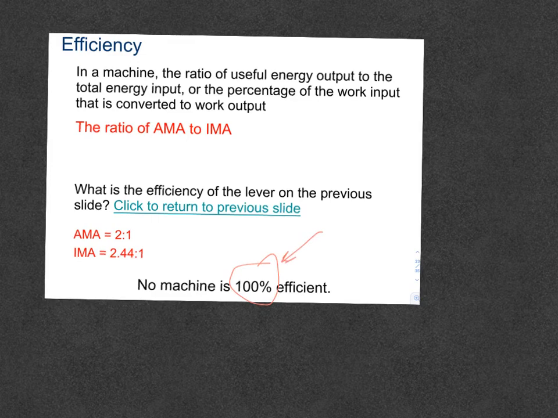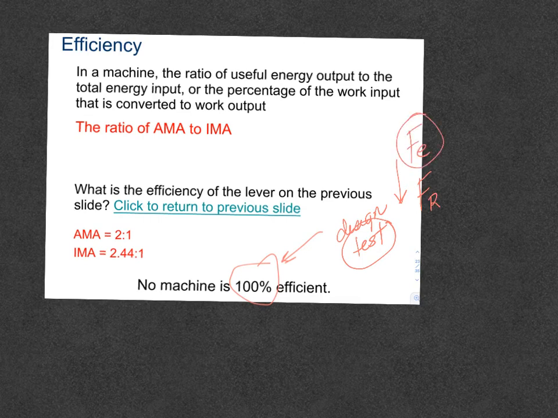Once we build our design, we test. Remember, we're following the design process, and when we test, we know the resistance force. We are going to be able to calculate or measure the effort force. We want that information. We are going to have the actual mechanical advantage, and then we can calculate the real efficiency of the compound machine.